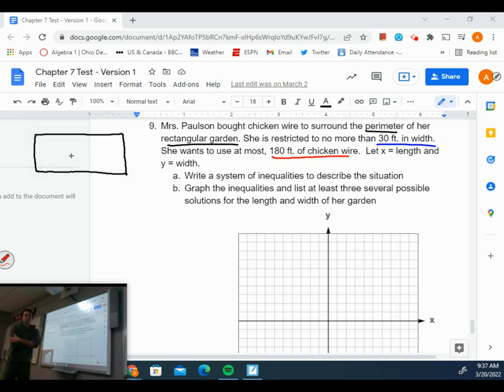Well, the way we come up with a system of inequalities is just like how we'd handle word problems with equations. We're going to look at the criteria, look at the key info, and come up with some equations to talk about it. So let's look back to the prompt. She bought chicken wire to surround the perimeter of a rectangular garden, no more than 30 feet in width. Let's focus on that. No more than 30 feet in width.